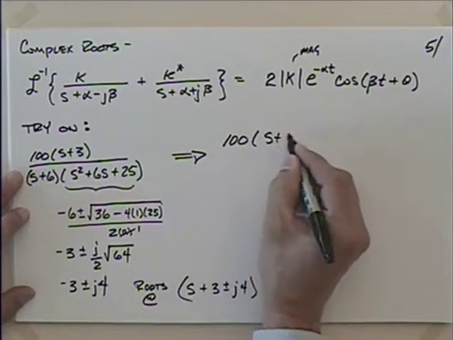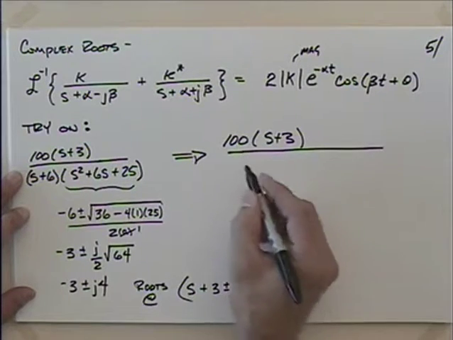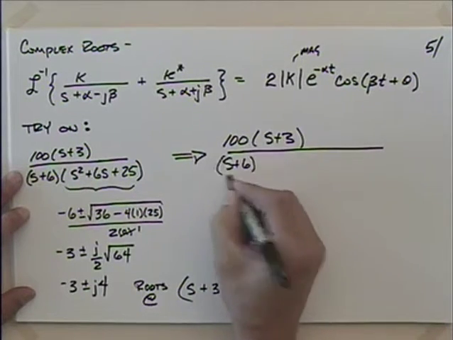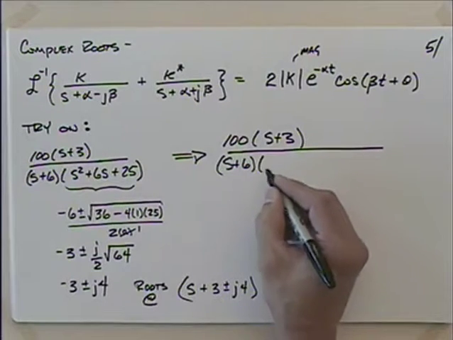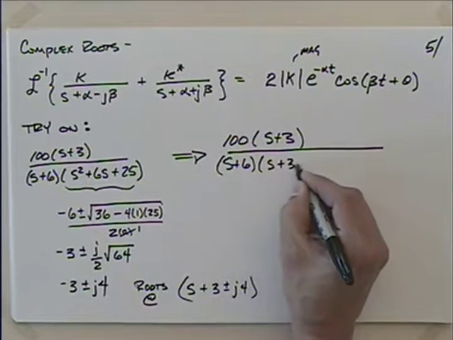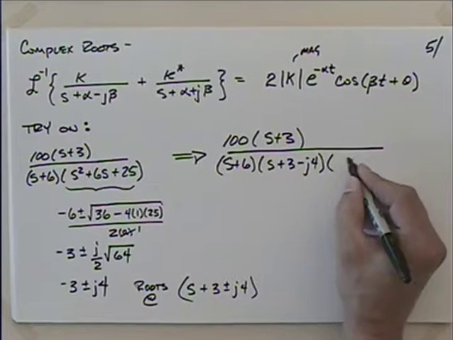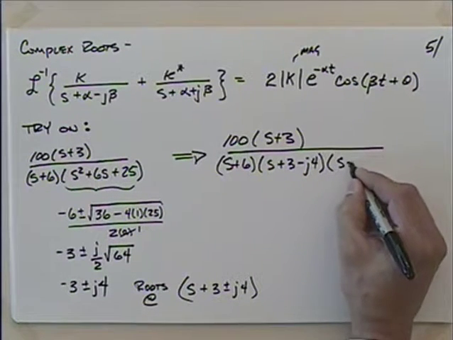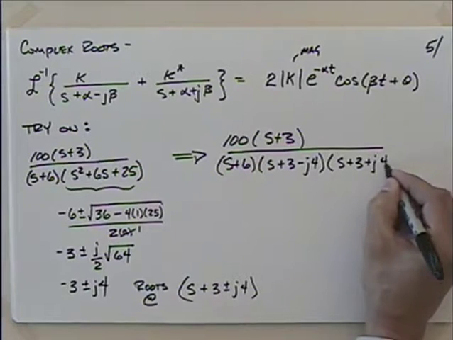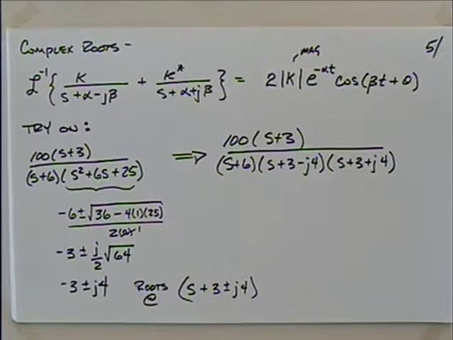100 (S plus 3) divided by (S plus 6), no problem there. And then I factored this thing. I have S plus 3 minus j4. What's the other one going to be? S plus 3 plus j4. You all good with that? Why does the S turn into a plus the root? Is that just because you found what S is equal to? Right. Yeah, because for this to be equal to 0, then it's the opposite sign.